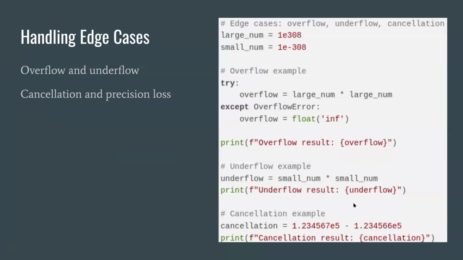And here is a Python example that demonstrates edge cases. The first one shows overflow when a number exceeds the largest representable value. And here is an underflow example. We are multiplying a small number by a small number, so this number is smaller than the smallest representable value. And here we are subtracting nearly equal numbers, and this results in significant precision loss.